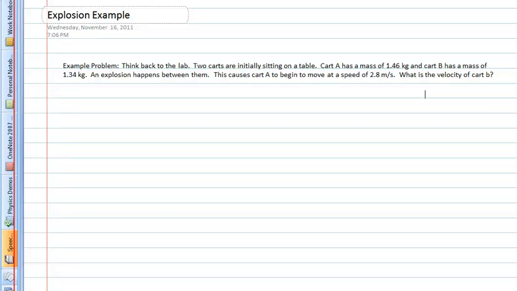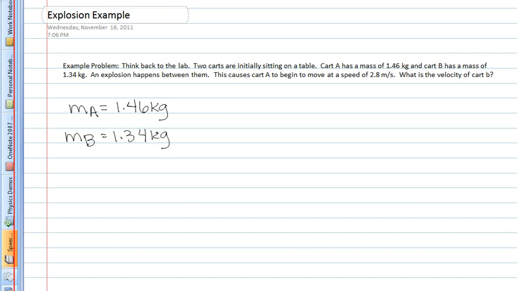Here is a mathematical example of an explosion problem using conservation of momentum. The problem reads, think back to the lab. Two carts are initially sitting on a table. Cart A has a mass of 1.46 kilograms. Mass of A equals 1.46 kilograms.